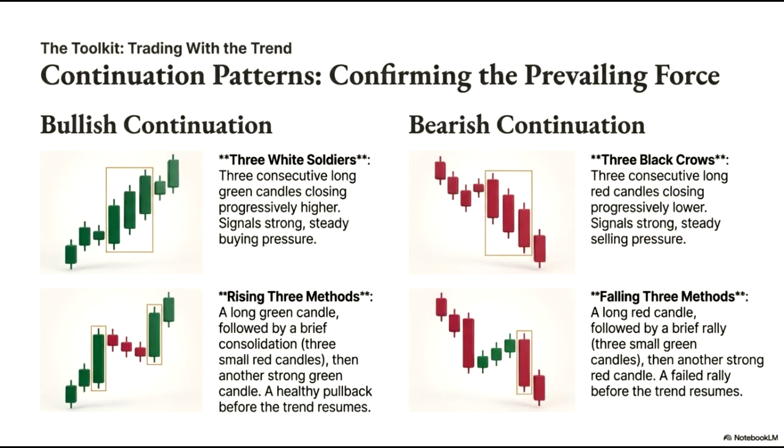Next in our toolkit, we're looking at continuation patterns. These are vital signals for confirming that the prevailing market force is still in control and the current trend is likely to persist. Starting with bullish continuation, we first have the three white soldiers. This pattern consists of three consecutive long green candles closing progressively higher, signaling strong and steady buying pressure.